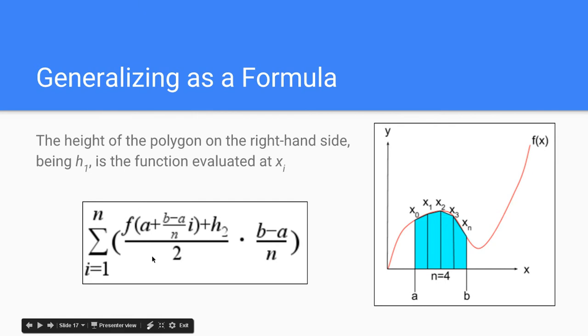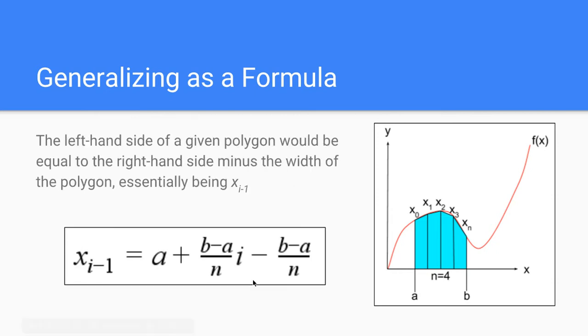So now we have height 1, but we still need to get height 2. And as you can see, the base is (b minus a) over n because the base of the polygons is always the same. It's always (b minus a) over n. So the left-hand side of a given polygon would be equal to the right-hand side minus the width of the polygon, essentially being x(i minus 1). So it's the same thing, a plus (b minus a) over n times i, but the only thing you add is you subtract the width of one polygon.